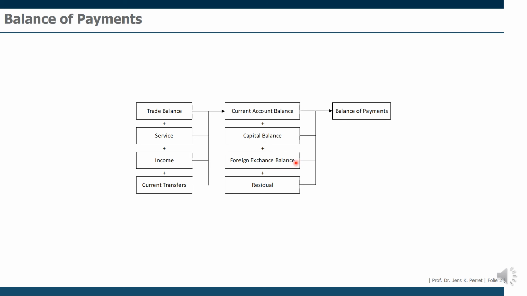And then there's only one thing left, but this is just for whatever we cannot put in any of those three parts. That's what we call the residual. It just picks up the rest which is left if we build these three balances. And if we add all of these four perspectives up, that's what gives us the balance of payments. If this is positive, we have a surplus. If this is negative, we have a deficit.